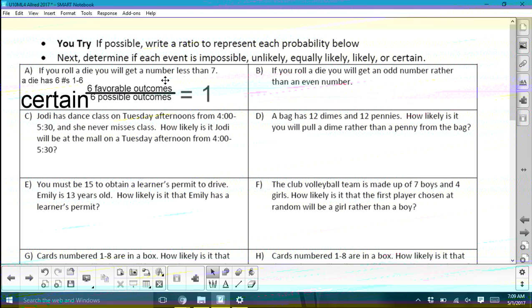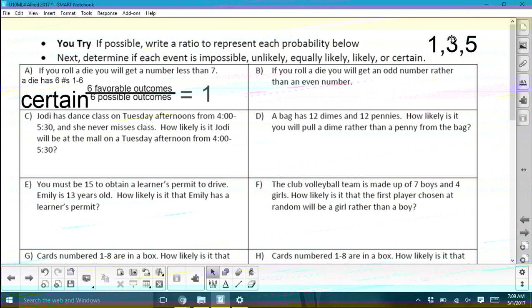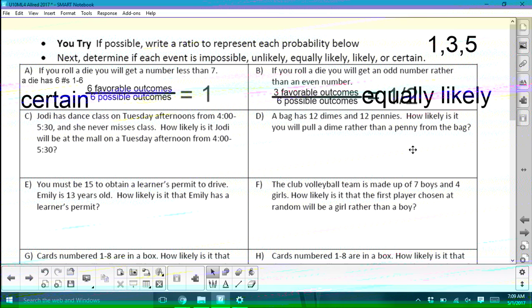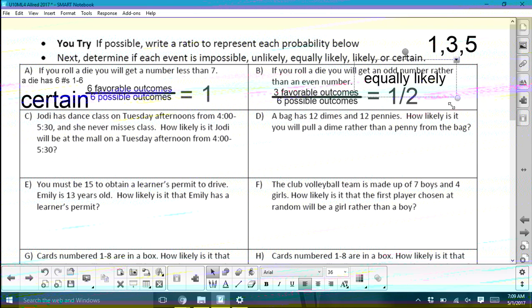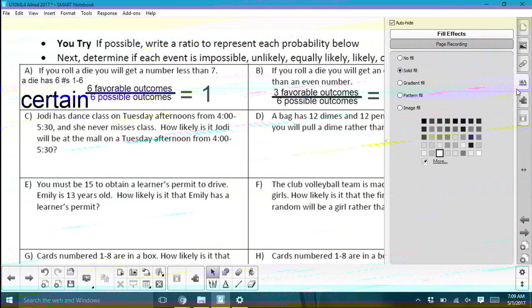B says if you roll a die, you will get an odd number rather than an even number. So think about it. On a dice, there's odd numbers 1, 3, and 5. There's 3 total odd numbers out of 6 possible outcomes. Okay? There's a 1 out of 2 chance if you simplify that fraction. And it's equally likely to get an odd number or an even number, is what we call equally likely in the world of mathematics. So there's your answer there for you, okay?